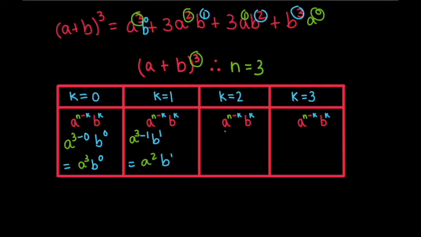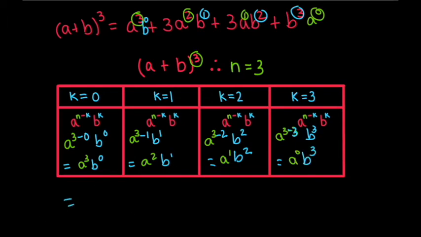And then we have a to the n minus k. In this case, again, our n is 3, so we have 3 minus 2, and then b squared. All of this will just give us a to the 1 and b squared. And then we go on to the next one and so on. So we have a to the 3 minus 3, and then b to the third. And all of that gives us a to the 0th, b to the third.